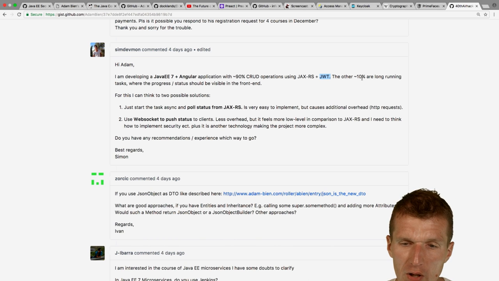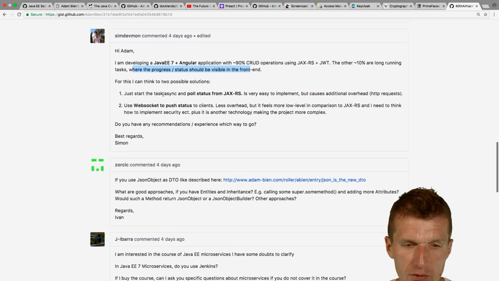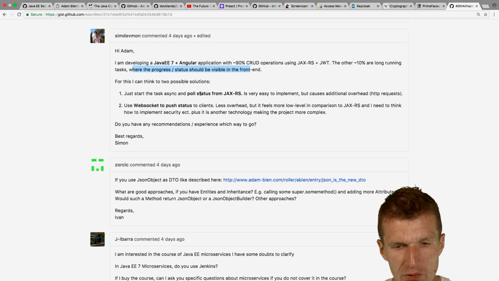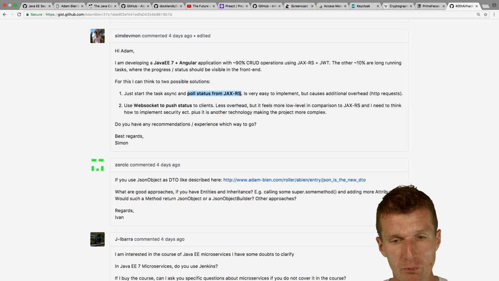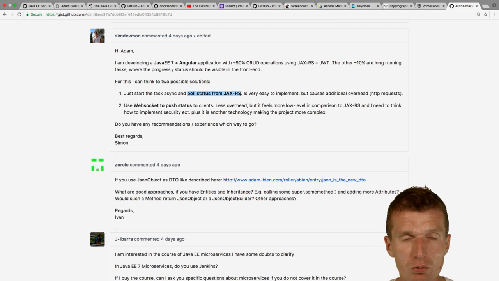The other 10% are long-running tasks where progress status should be visible in the front-end. So what he needs then is push. For this, I can think of two possible solutions. The one is to poll status from JAX-RS, which is long polling or Comet, and works perfectly. You can use the suspended async response for that, or WebSockets to push status. And what you could also use is HTTP/2 soon.